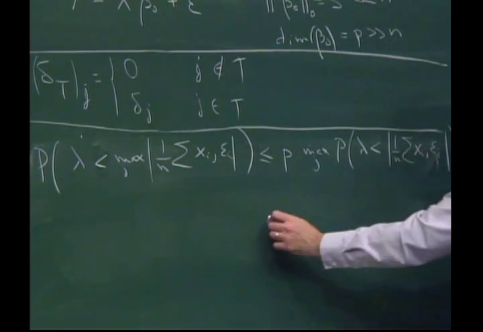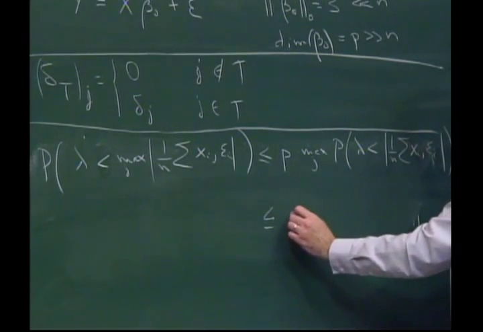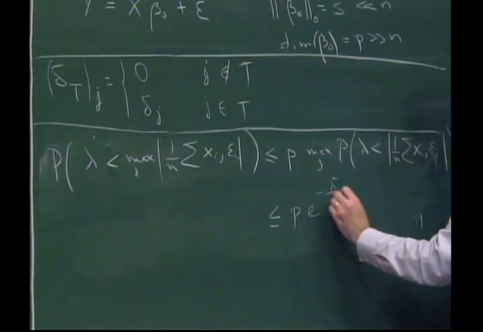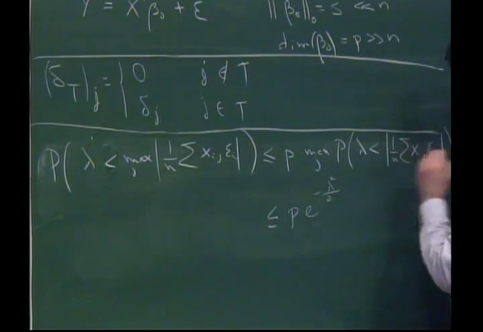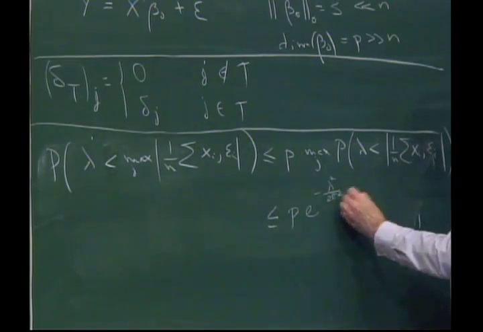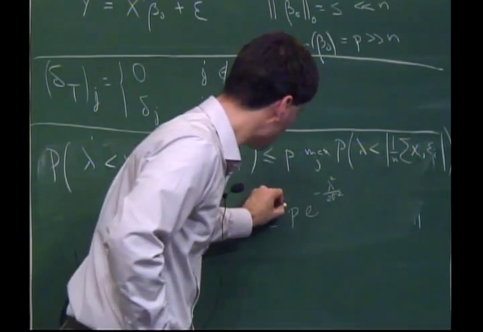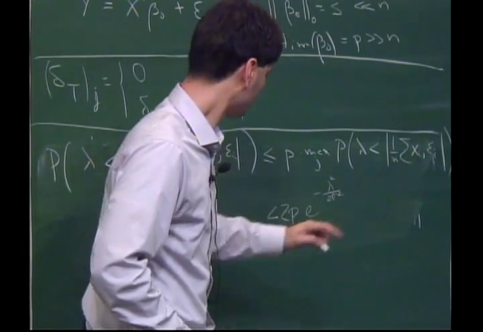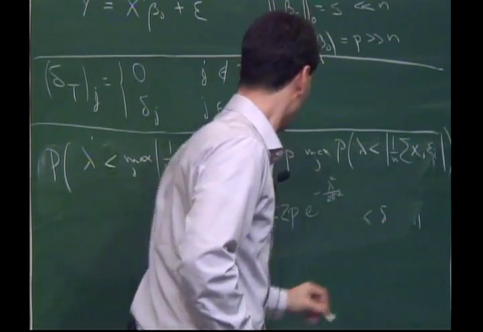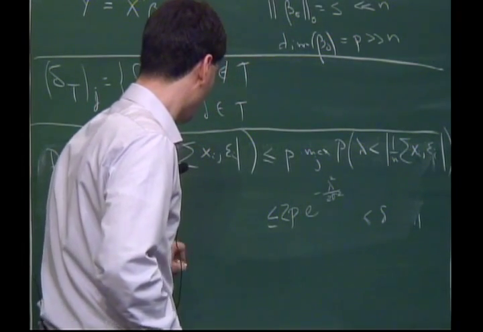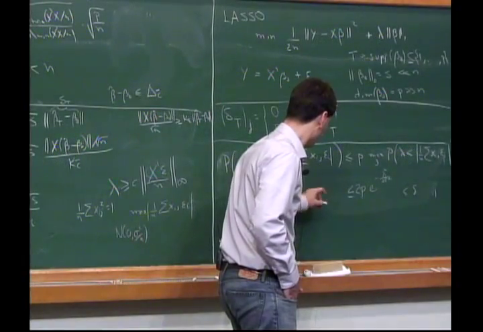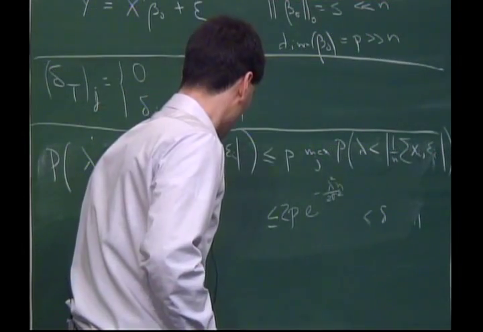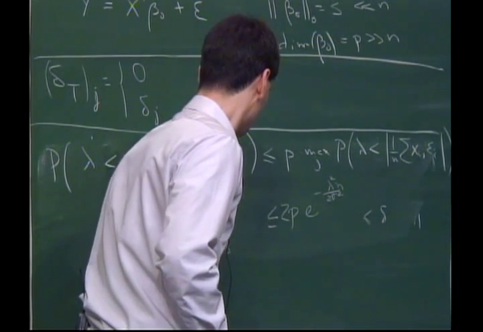So this normal is 0, sigma, so this is p e to the minus lambda squared over 2 sigma squared. I might be missing a constant, might be missing a 2. I probably could cancel with the square root of 2 pi. I'm not too concerned there. So if you want this to be smaller than delta, we just need to set lambda bigger than, and there is an n there, square root of log p over delta over n.